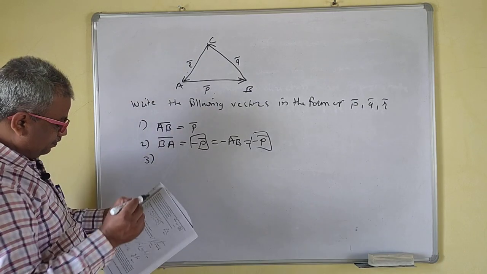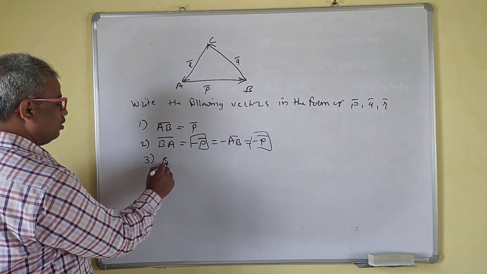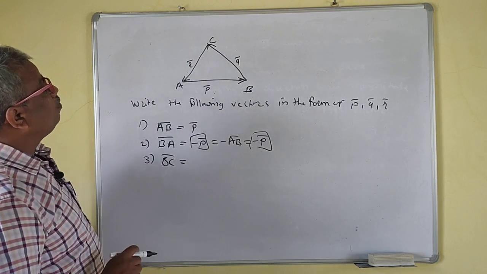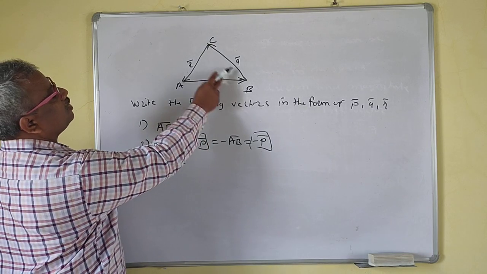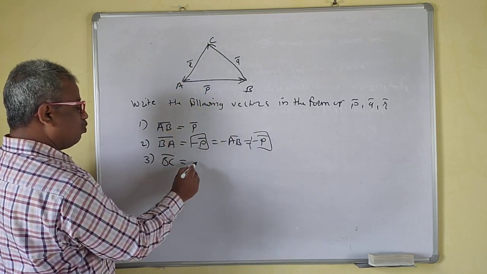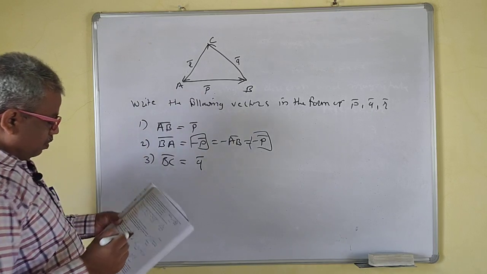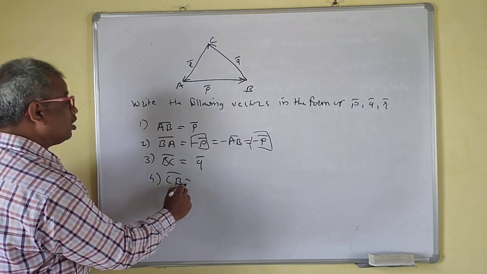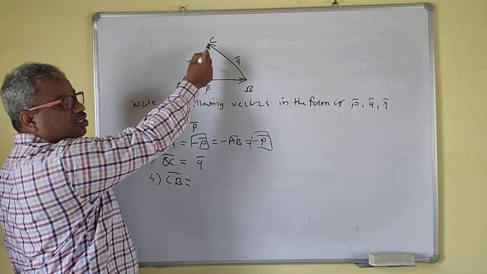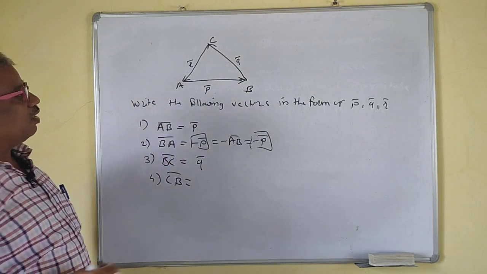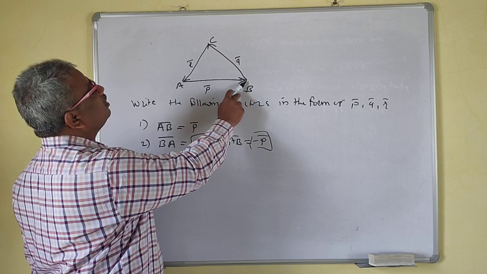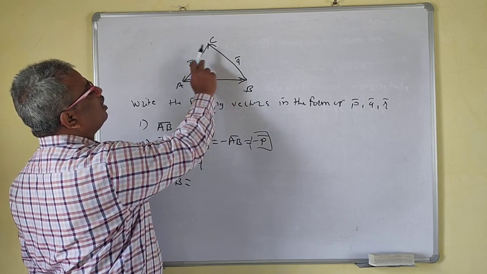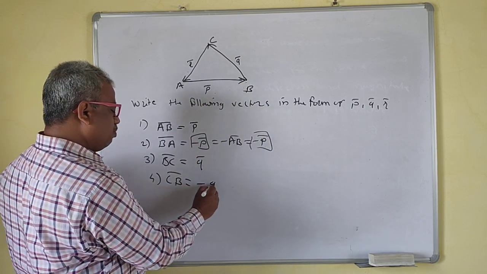Third one, BC bar. Just see the figure. BC bar is Q bar. No problem for this one. Then CB bar. Now for CB bar, C is your initial point and B is your terminal point. But for Q bar, B is the initial point and C is the terminal point. So this will be minus Q bar.